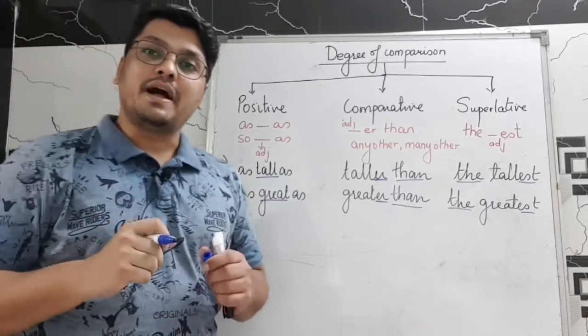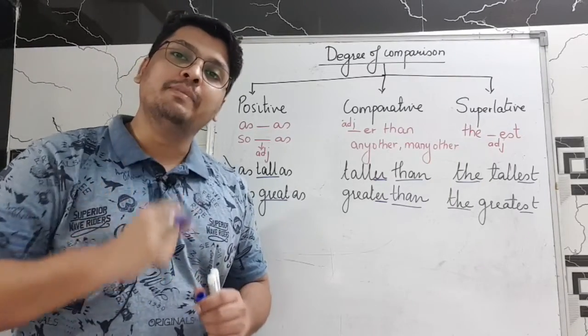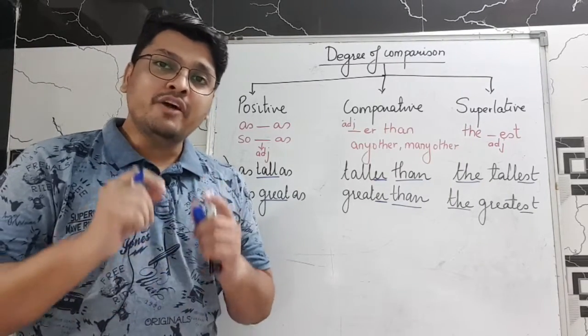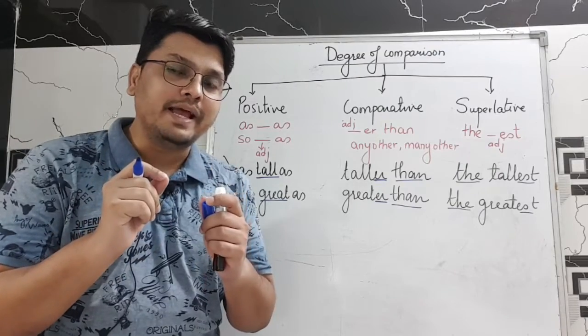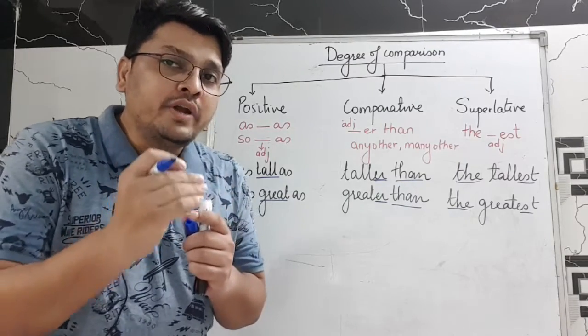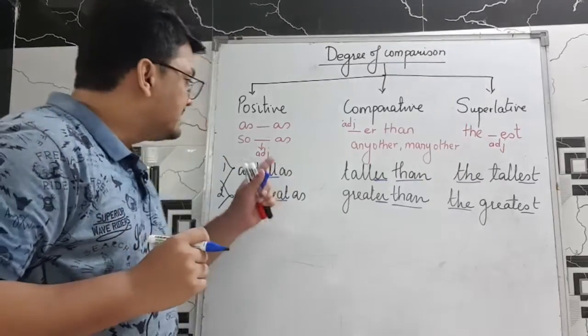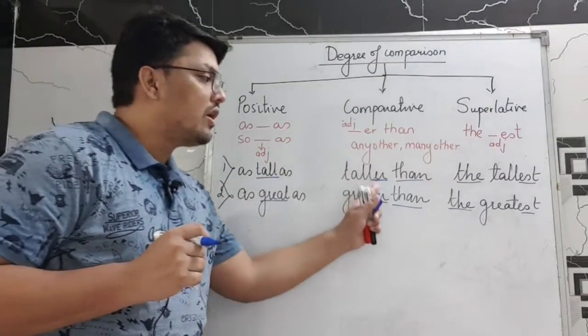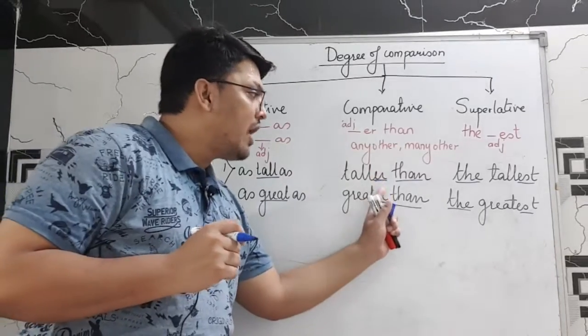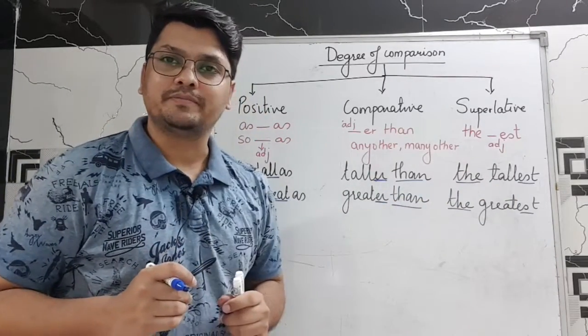Students, this is my one syllable adjective. Whenever you come across one syllable adjective, the other two degrees will turn into er and est. So you can see here how tall became taller and how taller became tallest.